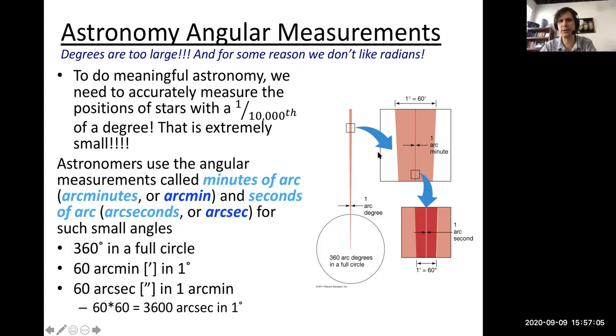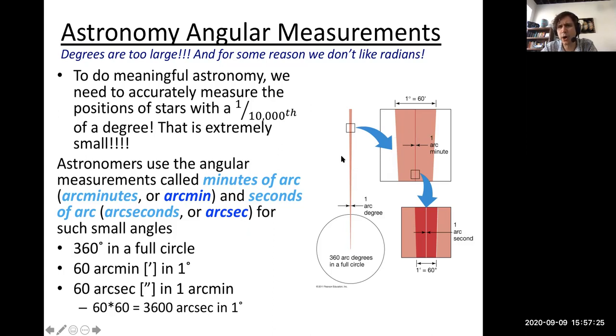So there are 60 arc minutes in 1 degree. We take 1 degree, break it into 60 equally sized smaller units, and we call each one of those 1 arc minute. So 1/60th of a degree. An arc minute is a 60th of a degree. Pretty small, right? But not nearly 1/10,000th of a degree. So we need to go smaller.